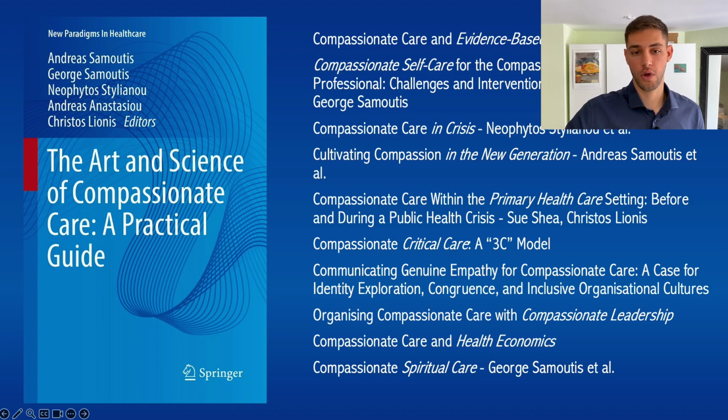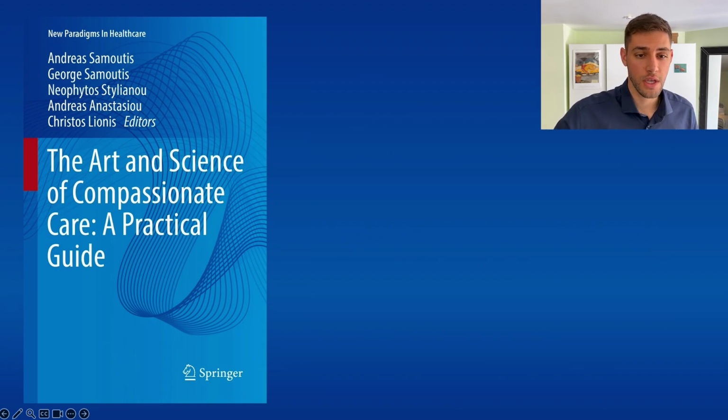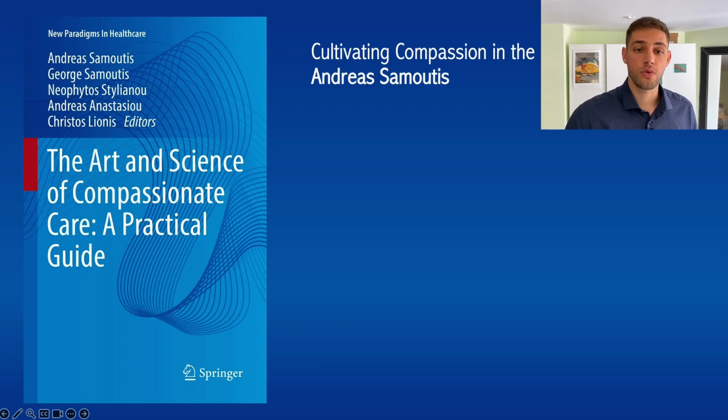These are the chapters of the book. We talk about evidence-based medicine, compassionate self-care, compassion in a crisis, compassion in primary care, but also in trauma and critical care, compassionate leadership, compassionate care, health economics, and spiritual care. This series is going to encompass a few of the chapters and a few of the authors talking about them.